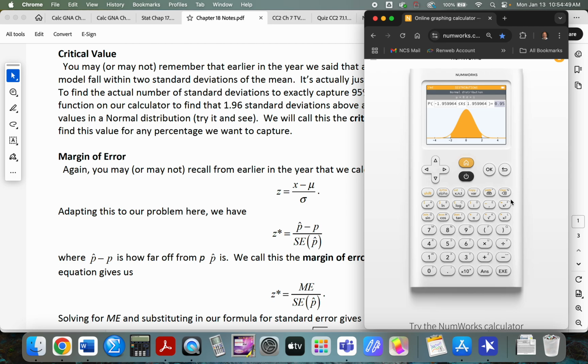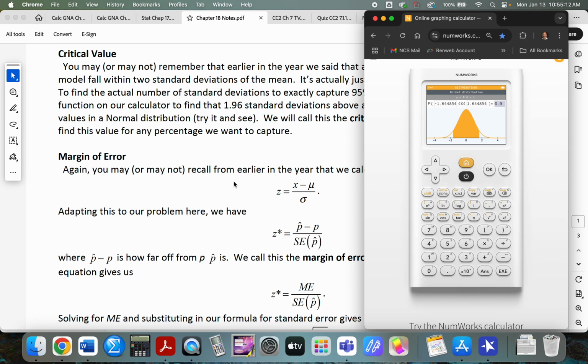Well, let's say I only wanted to capture 90% of the data. How many standard deviations do I need to use? 1.644. That's how many standard deviations I need if it's truly normal to capture 90% of the data. Oh, cool. So you can do that for anything.